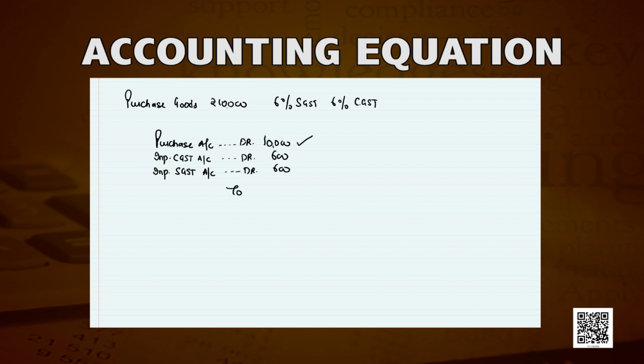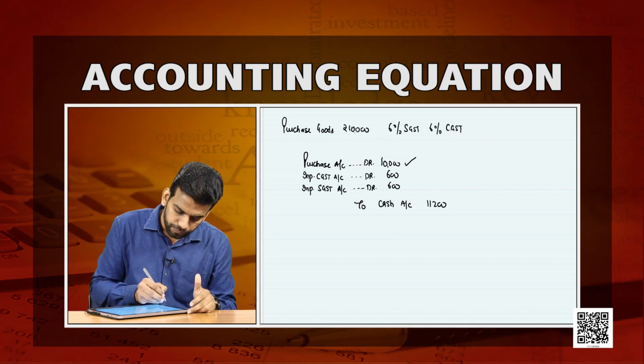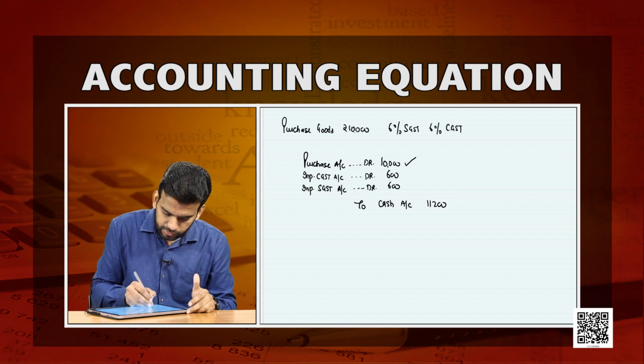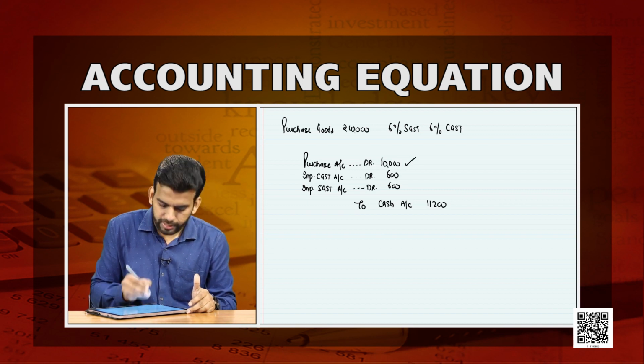To, nothing is mentioned in the question, so it would be to cash, 11,200. This 11,200 is the sum of 10,000 and 600 and 600. Always remember, the total of debits and credits must remain the same. And the rule is, if purchase account is debited, GST is also debited. Clear?